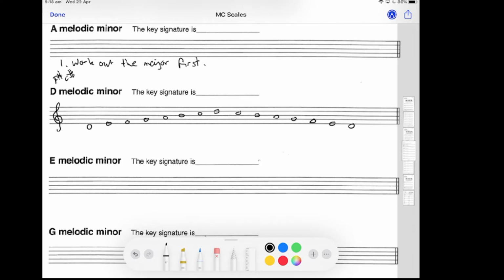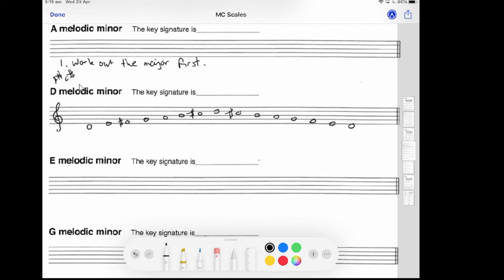Now, if you're working in pen, pop the sharps down here out the way for the moment because we don't want you crossing stuff out later. If you're working in pencil, it's not such a big deal. You'll probably get used to the idea of just working it out below anyway, so you're not having to erase stuff in the exam. But because I can easily erase stuff, I'm going to apply the key signature on. So D melodic minor is F sharp, C sharp. So I'm going to put that on.